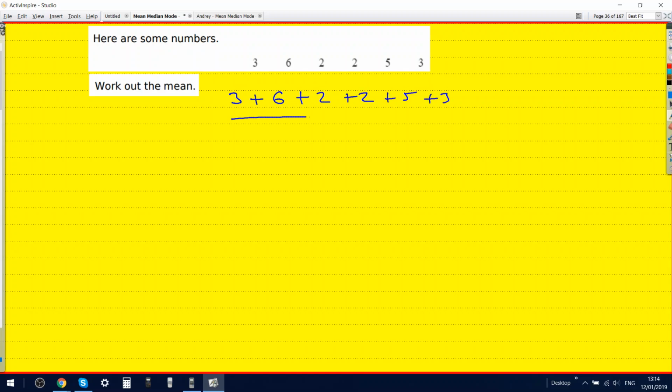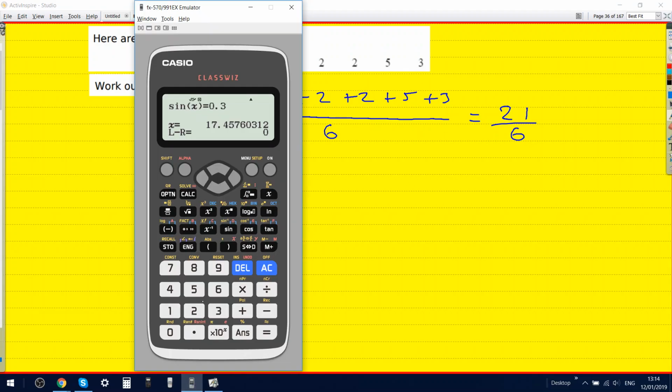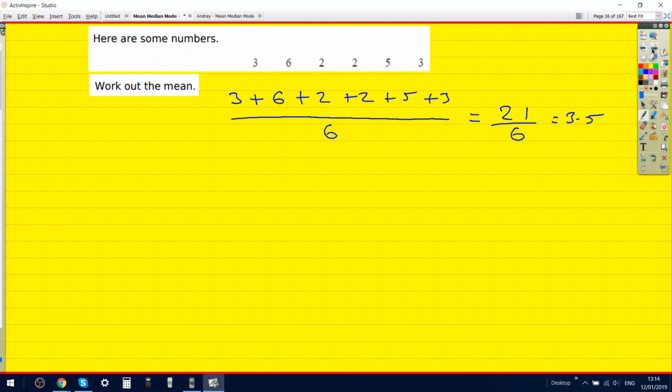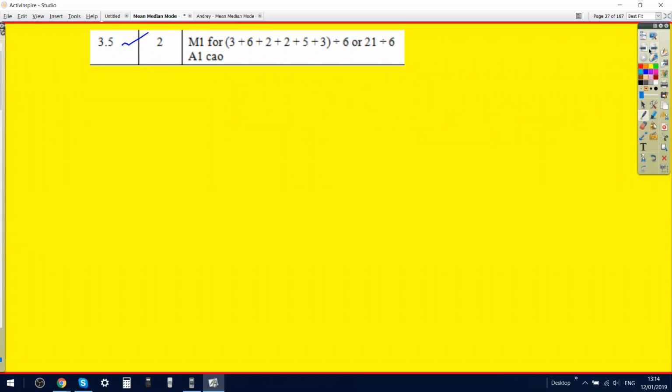So what would you divide by? 1, 2, 3, 6. All right. So we'll do 1, 9, 11, 13, 18, 21. 6 divided by 21. So 21 divided by 6. 7 over 2. 3.5. Okay, 3.5. There we go.